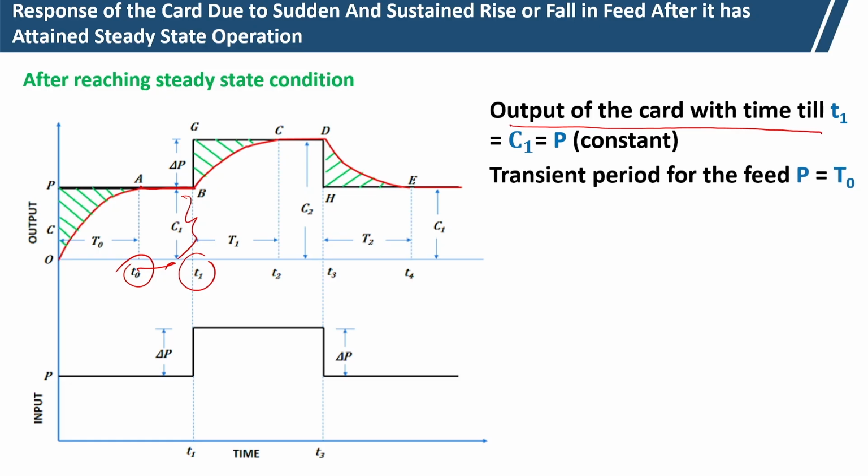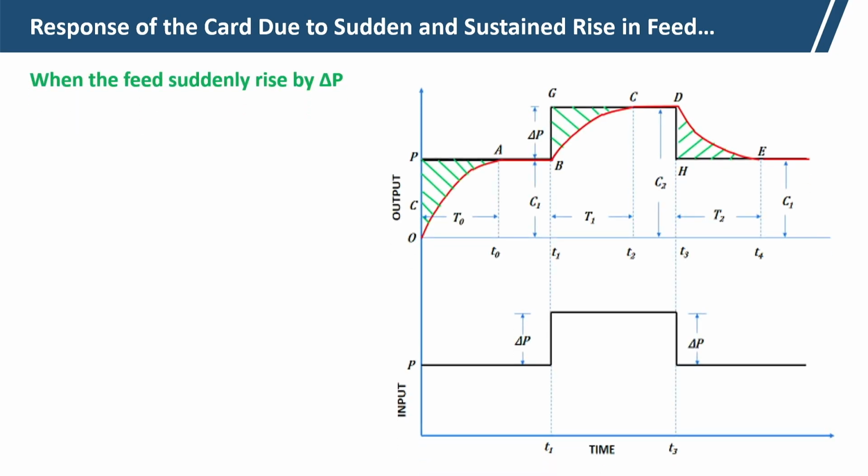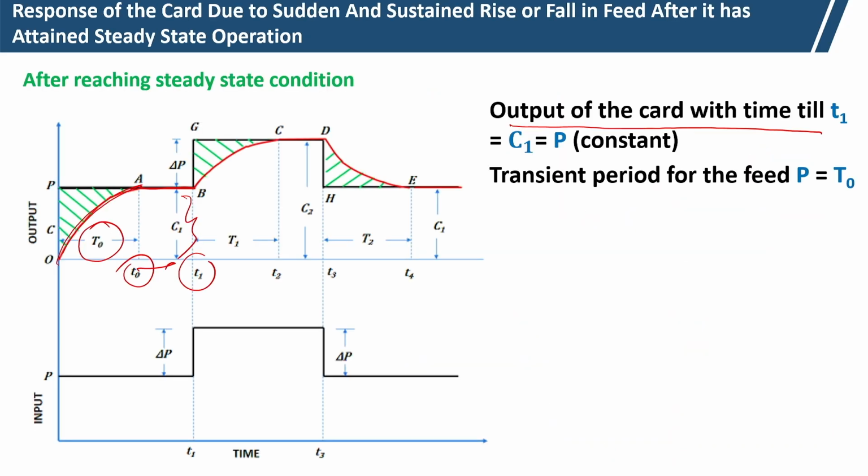Now, the transient period for the feed P, that is the transient period here. So, what is the transient period? 0 to T0, that is this period. At that period there is a transient period. So, this is the transient period T0.